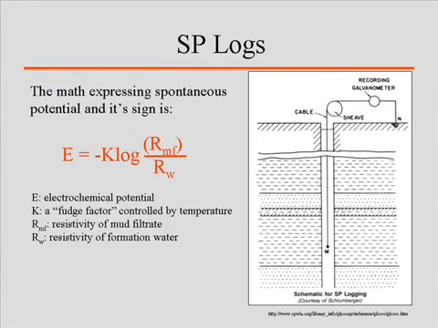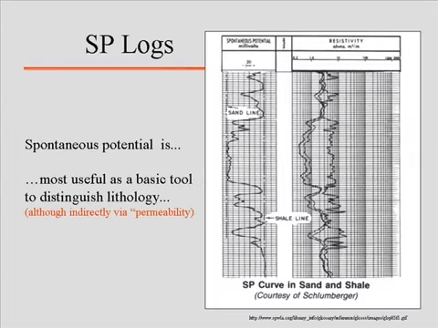The math involved in SP logs is shown here, and again, I don't go into the detail about this at all, except to say that there's potential, which is the E, okay, that's the thing we're actually measuring. The K is a fudge factor, again controlled by temperature, and then we have resistivities of both the mud filtrate and formation water, okay, so this is just a number that's going to be generated. The main thing to note is that once again you're going to get swings back and forth.